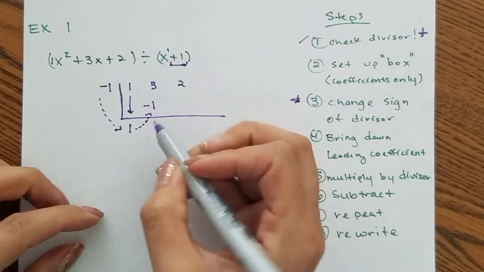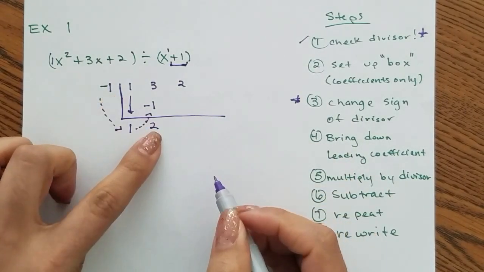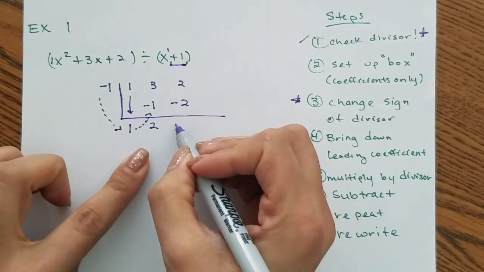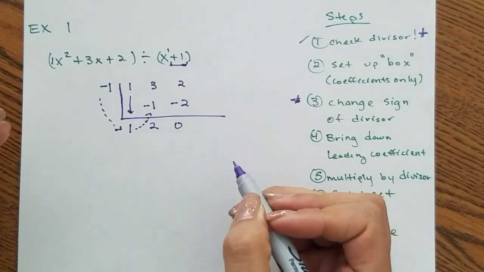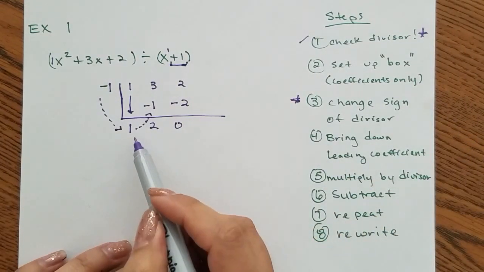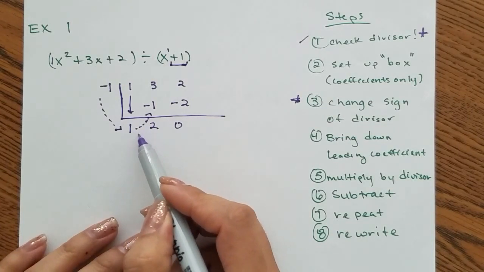So 3 minus 1 is going to give you 2, and then you repeat. Negative 1 times 2 is going to give you a negative 2 here. 2 minus 2 is 0. Once you get a 0, then you stop. You're done. Now, this is going to be your answer, except you're going to apply an x here.